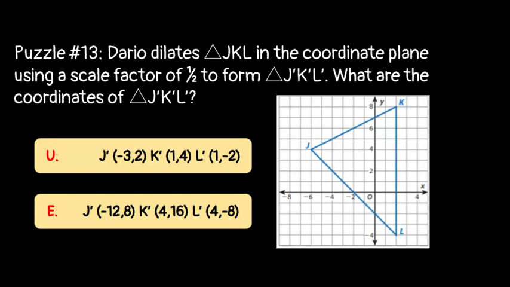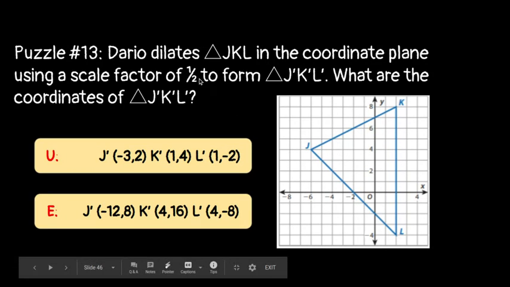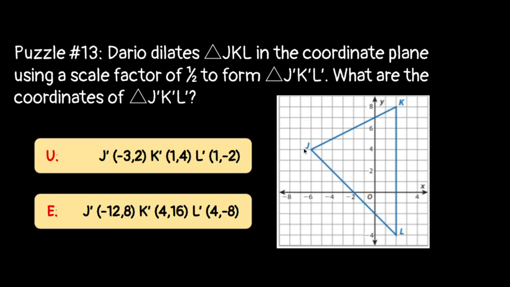So we are going to start by taking each of our points and multiplying them by our scale factor of 1/2. So we can see J is located at -6, 4. So we're going to take each of those 2 points and multiply them by our scale factor of 1/2. So what would be our new coordinates of J prime? So we can see our new coordinate of triangle J prime is going to be -3, 2.